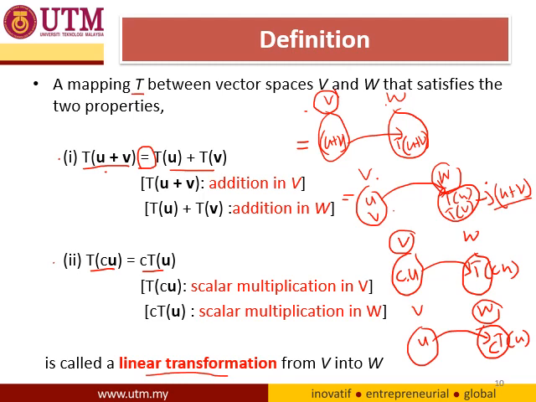Again, for the multiplication, the first one, you multiply first and then you transform. But for this one, you transform first and then you multiply. And again, it must be equal, meaning they must be the same between these two in order for it to be called a linear transformation. Okay, these are the two properties that make the mapping called a linear transformation. Before this, what we have just done in the previous example is just a mapping. These are the properties that make it a linear transformation.